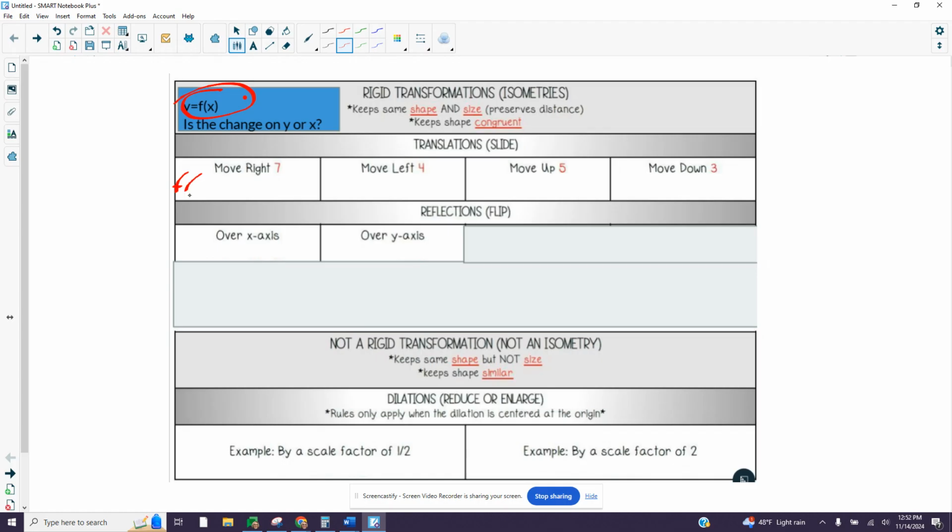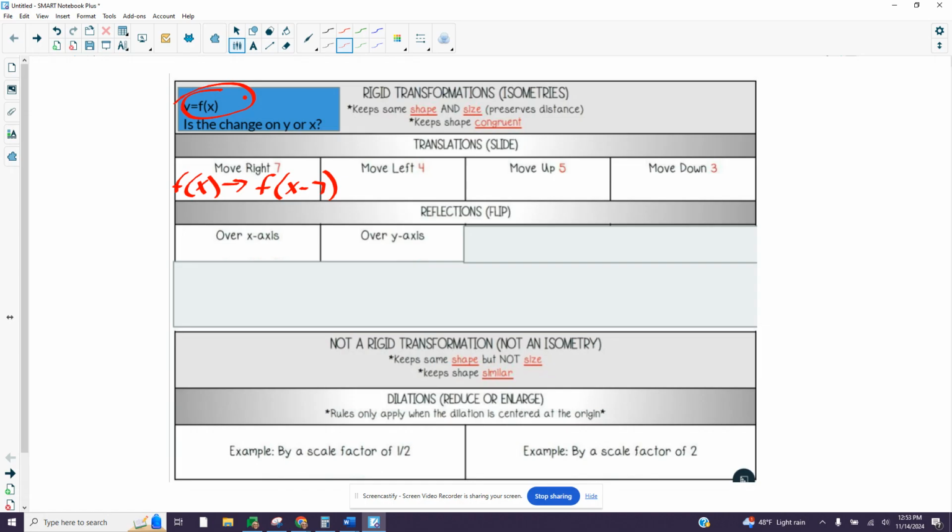So our f of x is now going to change the x value, not the y value. So the f of x is still going to be there, but the x value is going to be changed by the amount that you're moving. Now here with the right or the left, you have to remember that that's the opposite sign. So if it's going to the right, it's going to be minus 7. So our new function would be f of x minus 7.